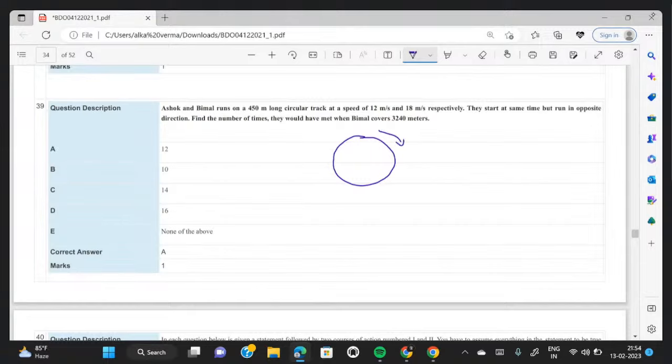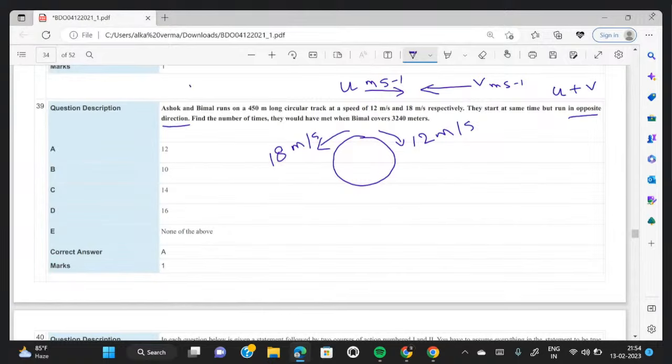Suppose on this side one person is coming at 12 meters per second, and on this side the other is coming at 18 meters per second. So 12 and 18 are the two speeds. Now they start at the same time but run in opposite directions. The logic is, whenever two things come from opposite directions, if this is u meters per second and this is v meters per second, the total speed becomes u plus v. Similarly, if two things are going one behind another, it will be either u minus v or v minus u, depending on which one is greater. In this case, the speeds will add up.